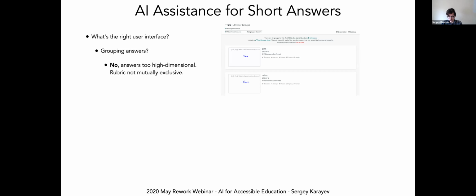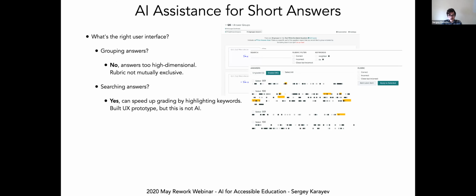The rubric is not mutually exclusive. So maybe what you want to do is find all the answers that mentioned a certain fact and give them a point. And then some of those answers mention another fact, but not all of them, so you want to give those another point. So grouping is just not the right interface. What about searching? If I can just type some text like neighbor and tie, I can find all the answers that mention that, quickly grade all of them with a rubric item or two, and then search for another thing and grade those.